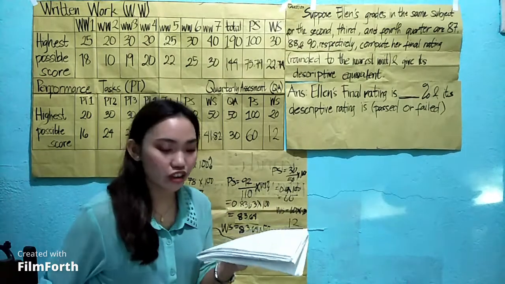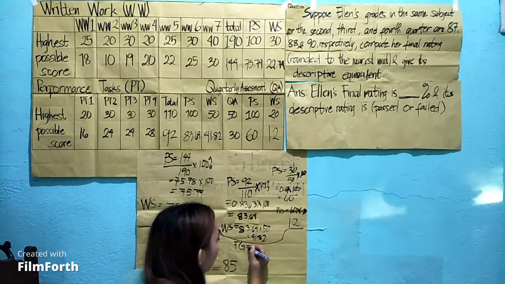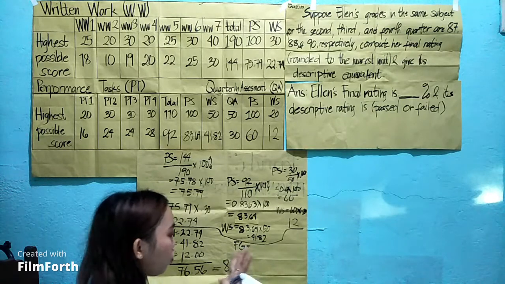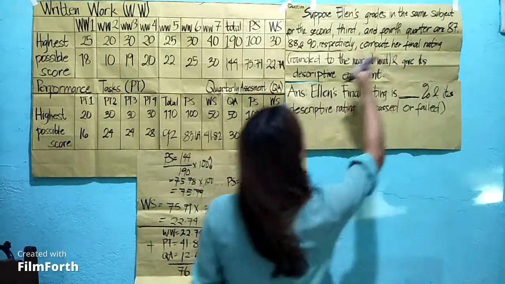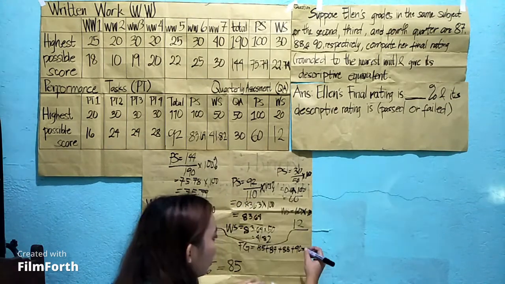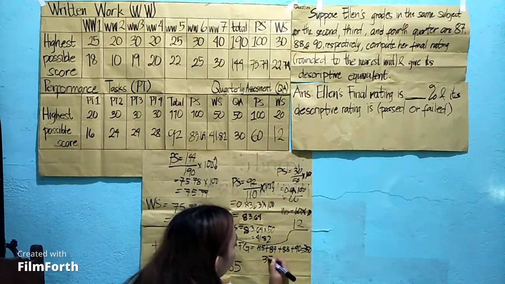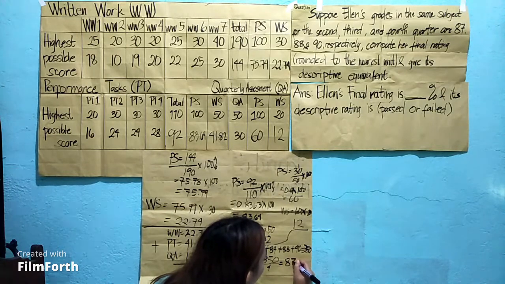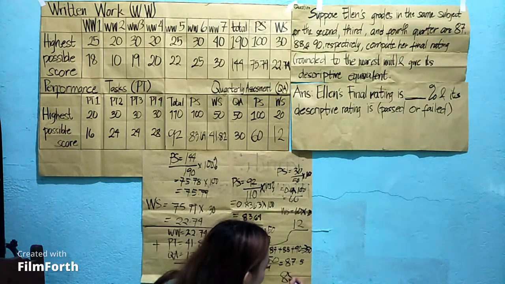So to find the final grade of Ellen, the final grade is equal to the first quarter, the second quarter, the third quarter, the fourth quarter added together and divided by 4. So 85 plus 87 plus 88 plus 90 equals 350. 350 divided by 4 is equal to 87.5. So we're going to round off because it is 5 or above, so it's 88.